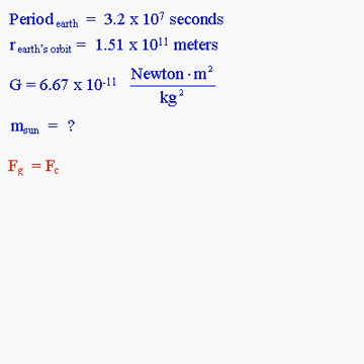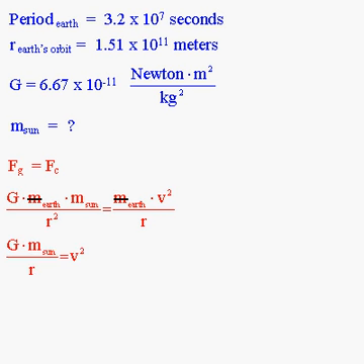Then we take the equations we have for gravitational and centripetal force. Gravitational force is the gravitational constant times the mass of one object, the Earth, times the mass of the other object, the Sun, divided by the distance between them squared. And the centripetal force is the mass of the object that's moving, the Earth, times the speed squared divided by the radius of the circle. The mass of the Earth cancels, and we find that the gravitational constant times the mass of the Sun over the distance equals the speed squared.